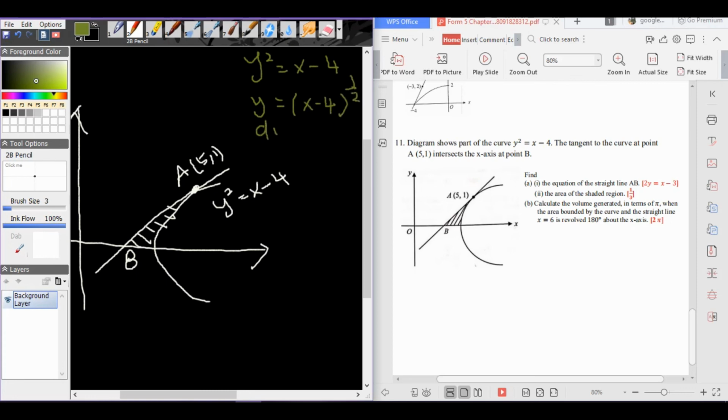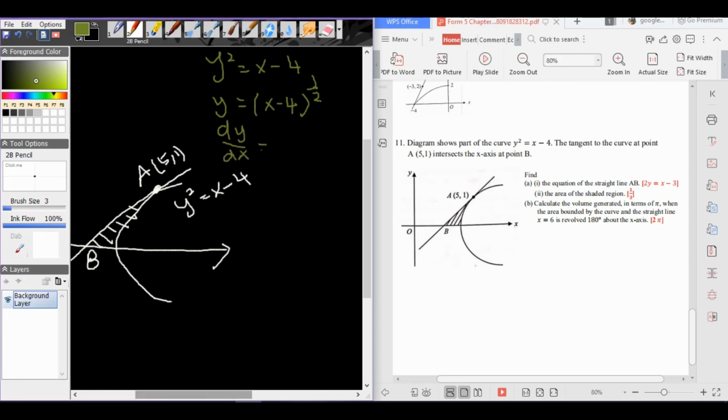Okay, we can find dy/dx. We put down the power 1 over 2, (x minus 4) to the power minus 1 over 2, and we differentiate the bracket, you will have 1. So this equals 1 over 2 (x minus 4) to the power 1 over 2.